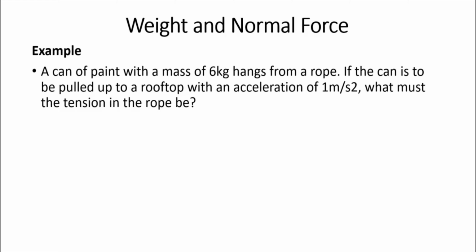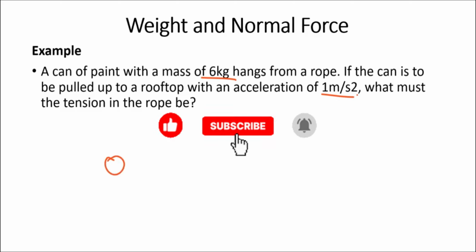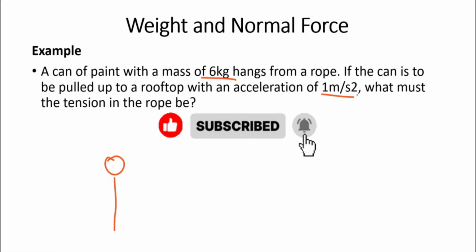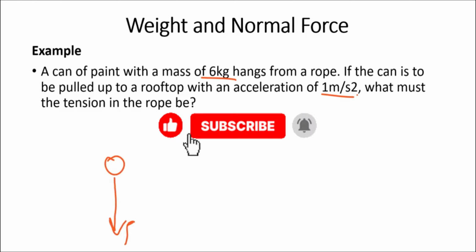The example says an object, a can of paint with a mass of 6 kilograms, hangs from a rope. If the can is to be pulled up to the rooftop with an acceleration of 1 meter per second squared, what must the tension be in the rope? So we have the mass here, and the weight of the mass coming down here. This is the weight of the mass.